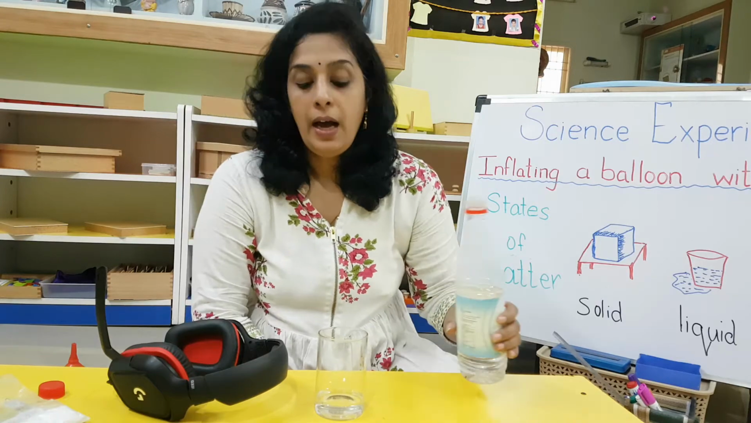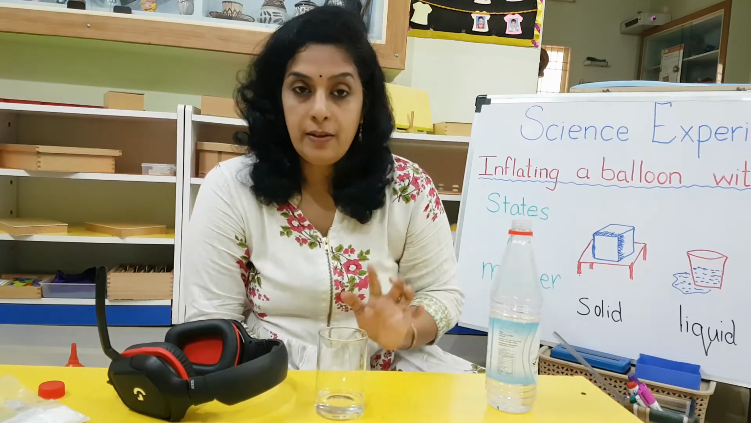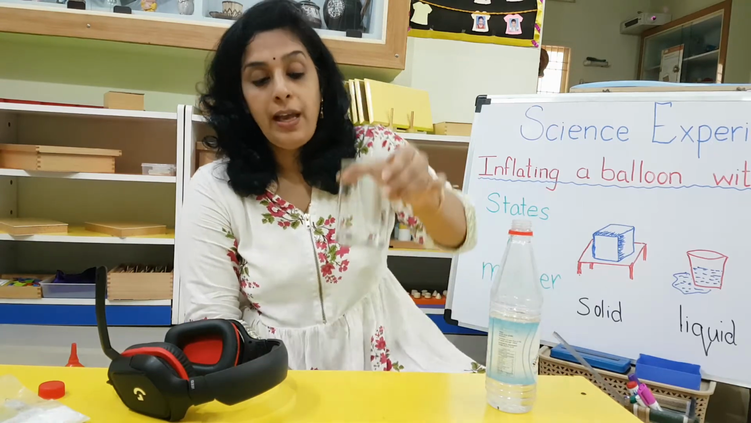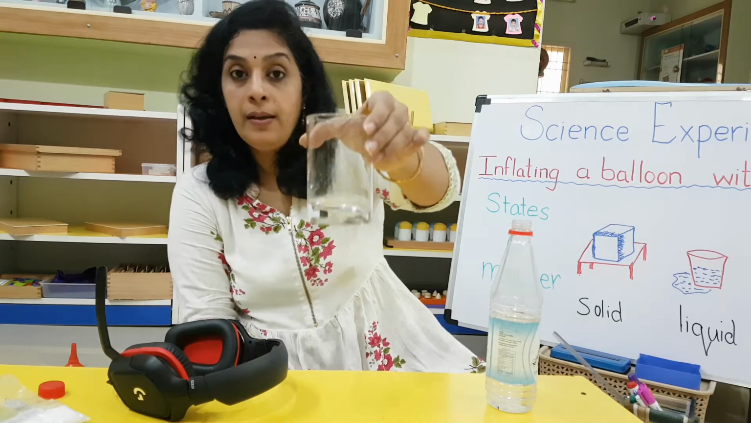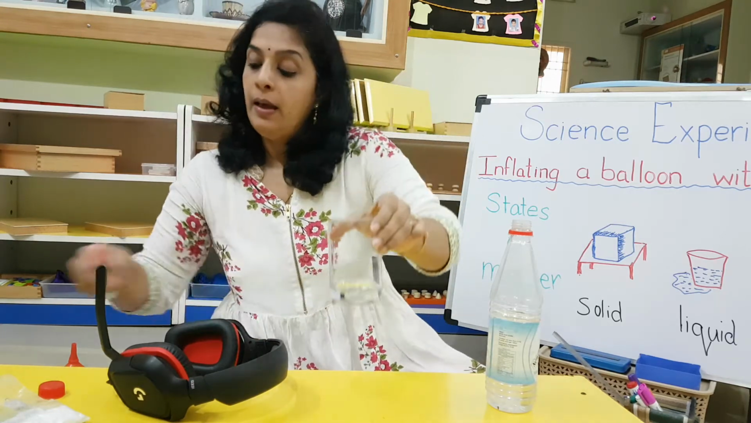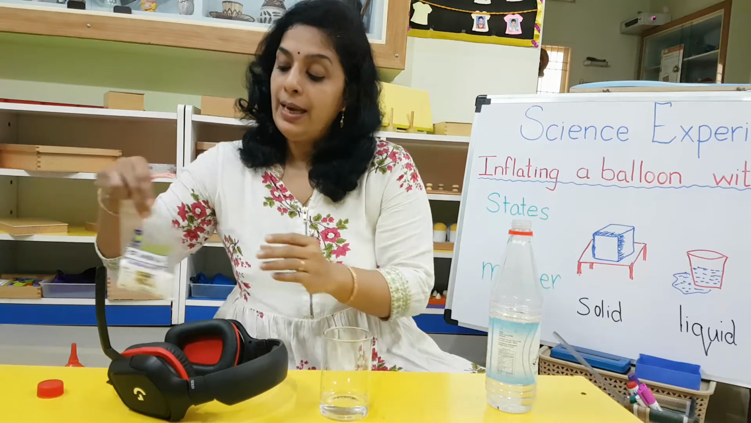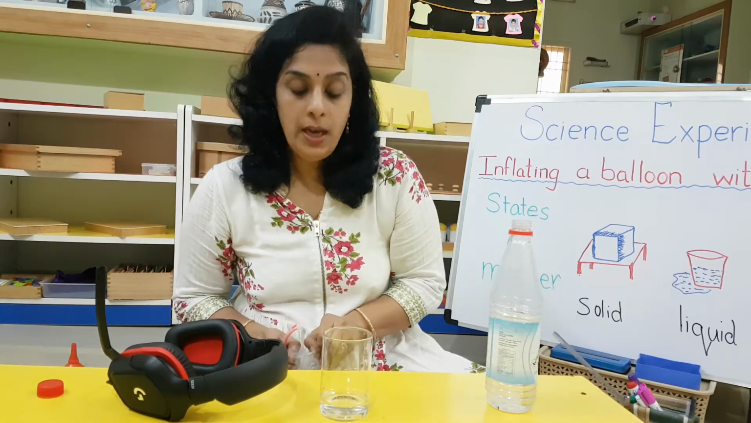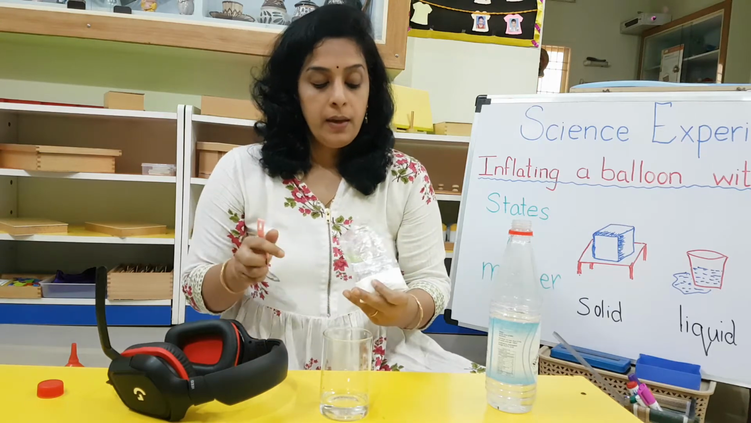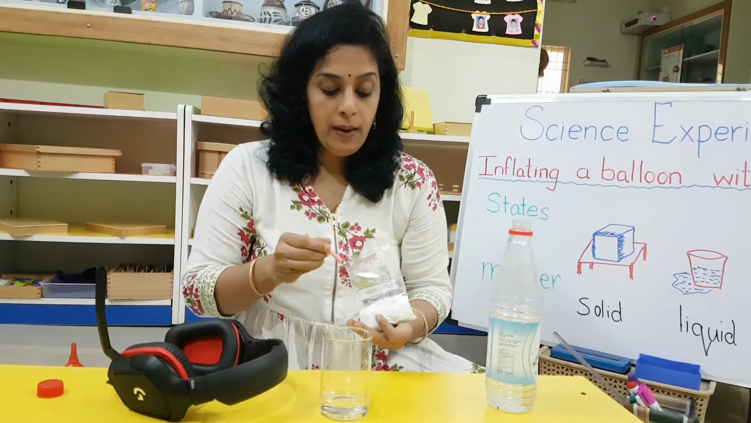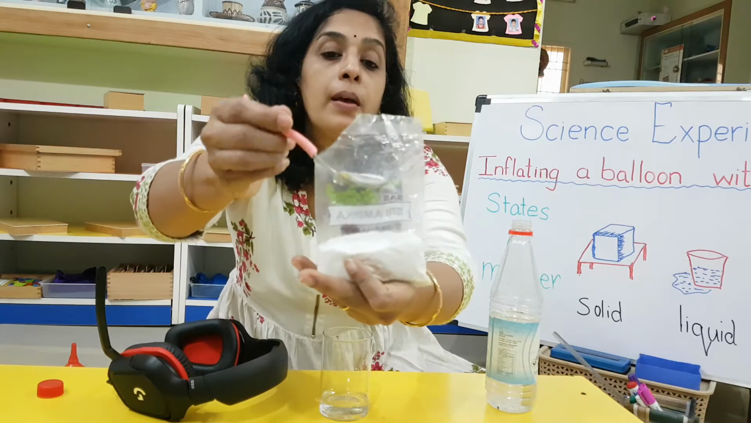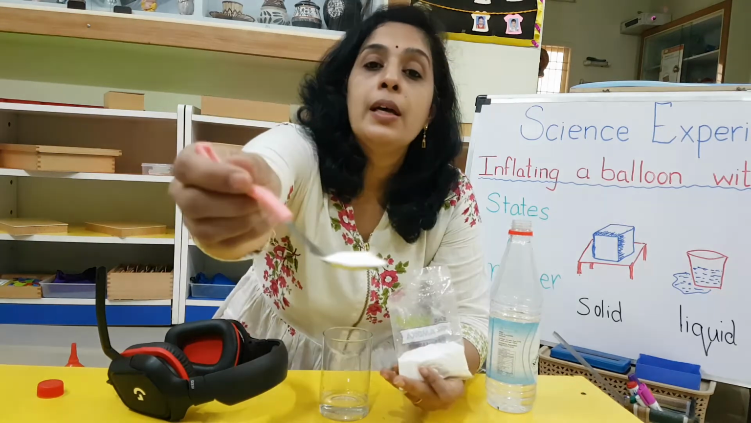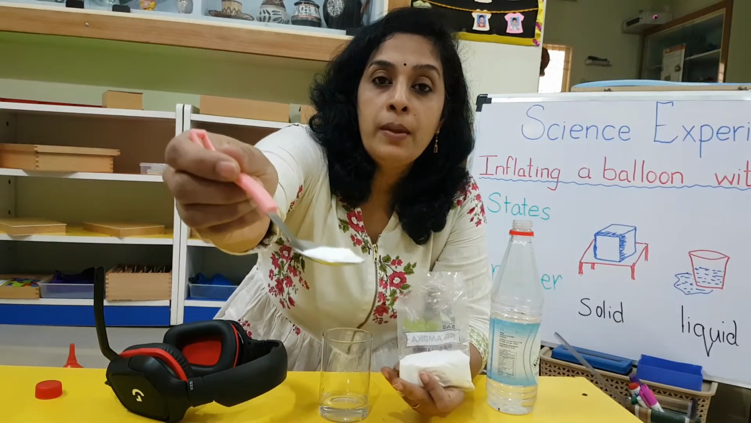Okay, I have poured some vinegar in this. This is not water. It looks like water, but this is vinegar. Then what I'm going to need next is baking soda. Baking soda. It looks like a white powder. Okay? I will show it to you in the spoon. It looks like a white powder.